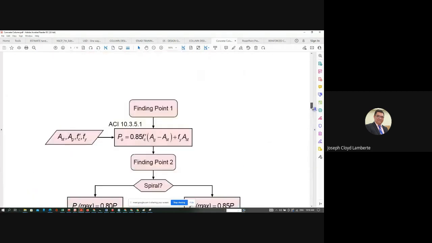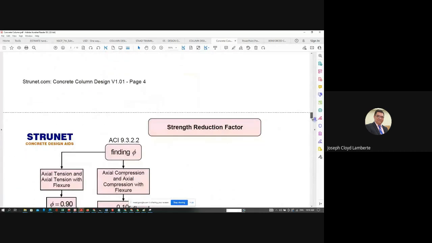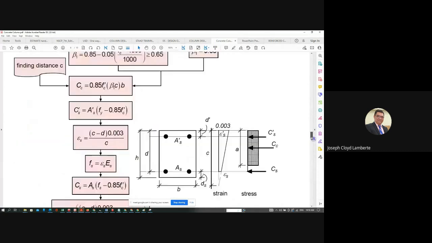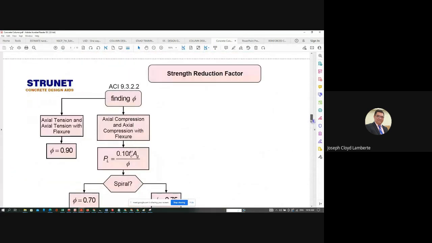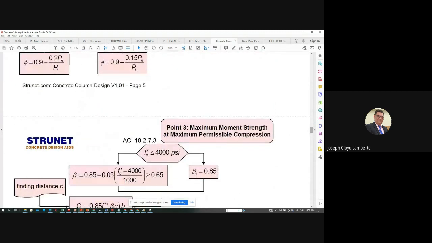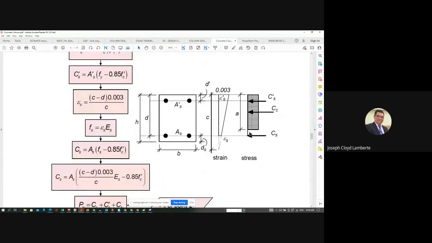Earlier, it was purely axial, and purely axial is this one. And then this one has a moment, in which your section is still under compression all over, even the lining reinforcement is still under compression. We will discuss this one later.